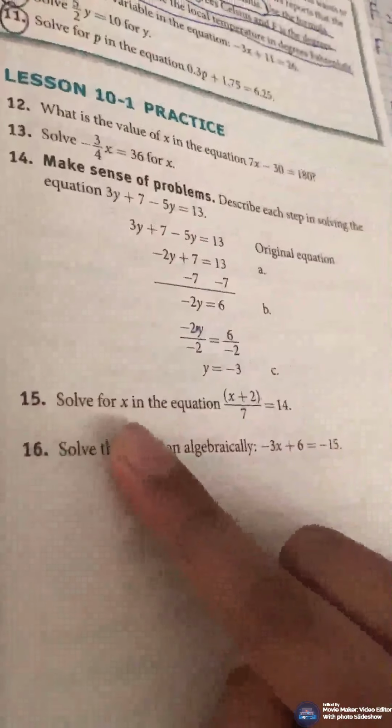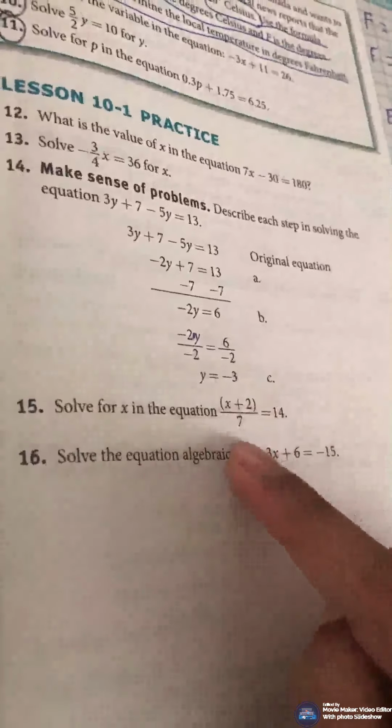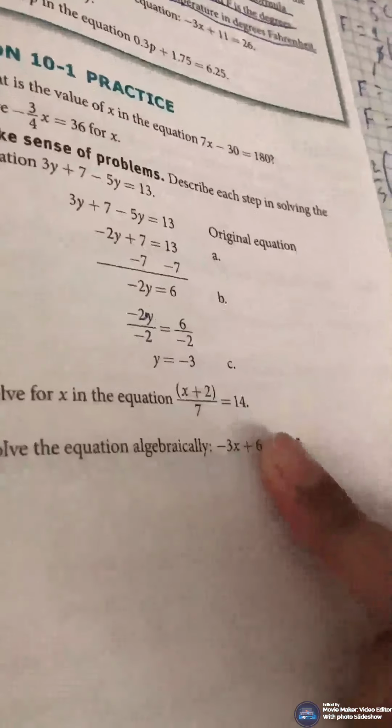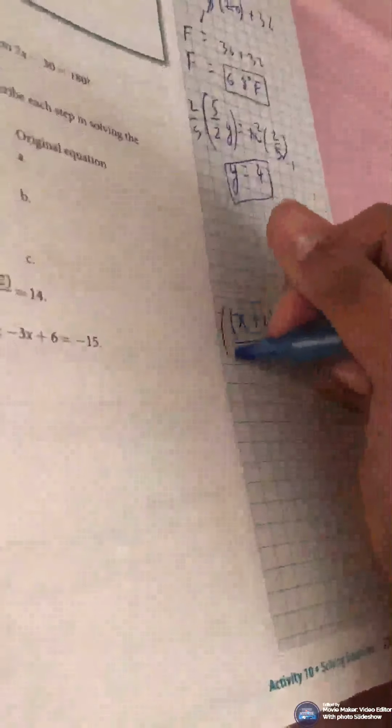So number 15 says solve for x in the equation (x plus 2) divided by 7 equals 14. So we have to solve for the variable x over here. First, we probably have to get rid of the 7. We could do that by multiplying both sides by 7. So let's do that first.